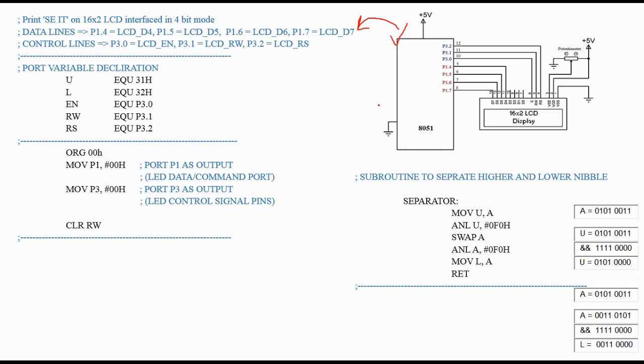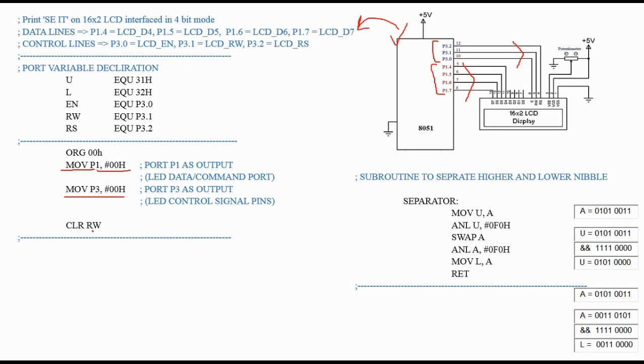Here, as we have connected the LCD to port P1, we have to make that port an output port. So MOV P1, #00h. This will make port P1 an output. Again, we can see port P3 is connected to the LCD, and those pins should also be configured as output. In the same way, we have configured port P3 as an output with 00h.